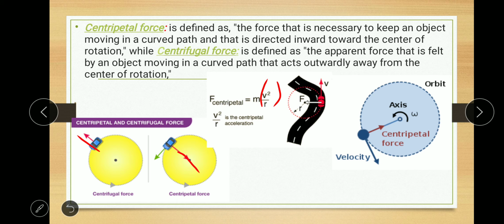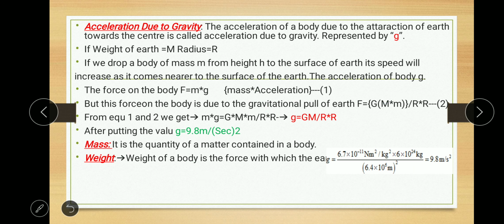And suppose this is the orbit, the velocity, these things. So centripetal is clear. Centripetal is the exact force, and centrifugal is the apparent force that is felt by an object moving in a curved path that acts outwardly, away from the center of rotation. This is centrifugal and this is centripetal. Clear?